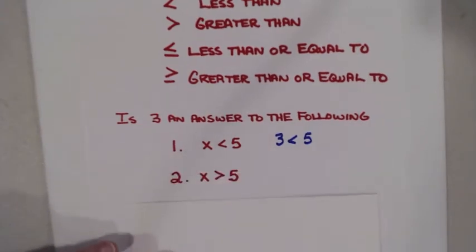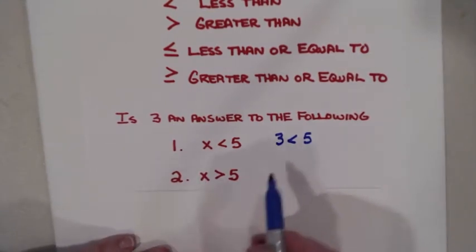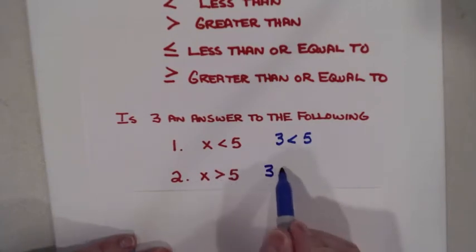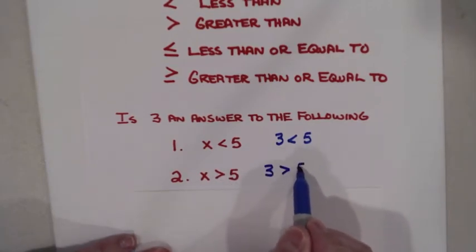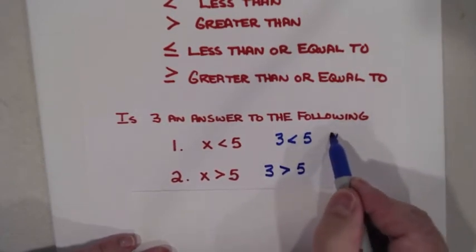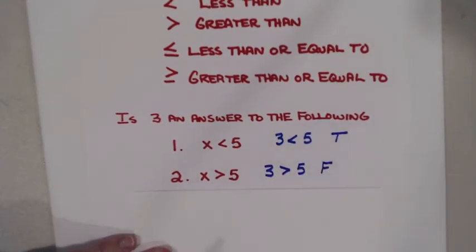Try the next one. Let's put 3 in this spot right here and see if we've got a true statement. So I'm going to take 3, put it right there. That is a greater than symbol. 3 is greater than 5. So sometimes these statements are true. Sometimes these statements are false. You put the symbol in there, read it, and determine whether or not it's true or false, whether or not this number is working or not working.